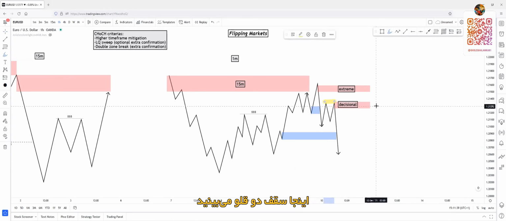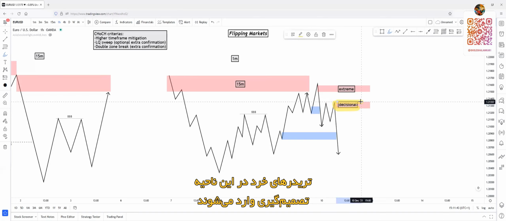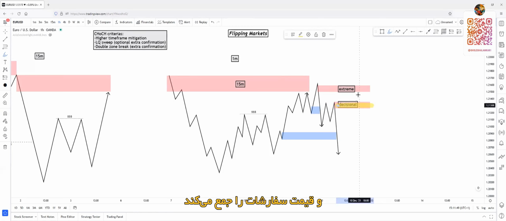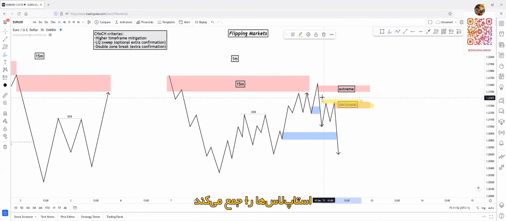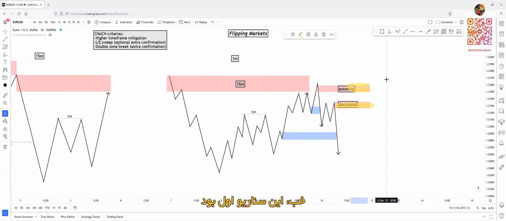So you see double taps here. A lot of early sellers will enter on the decisional zone. So lots of orders will be placed on this zone, and price will sweep the orders, sweep the stop losses, and mitigate the upper extreme zone. Okay, this is the first scenario.